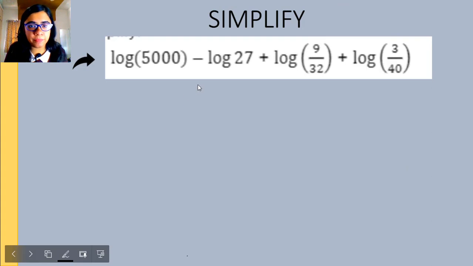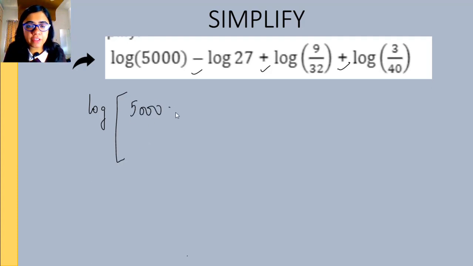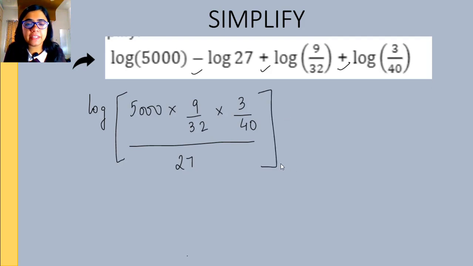Log 5000 minus log 27 plus log 9 by 32 plus log 3 by 40. You can use your laws of logarithms directly because you have plus signs and you have a minus sign. So like I told you, wherever there is a plus, usko multiply karo. Wherever there is a minus, just divide that. So you will have log of 5000 into 9 by 32 into 3 by 40 upon 27 will get divided.